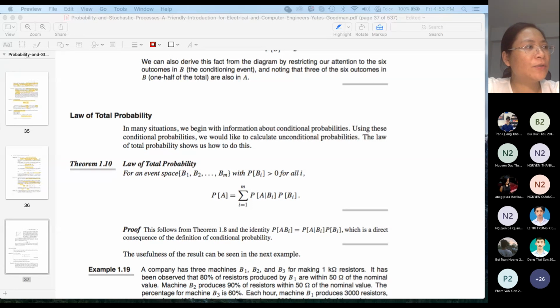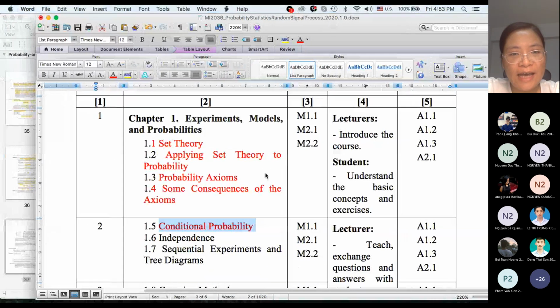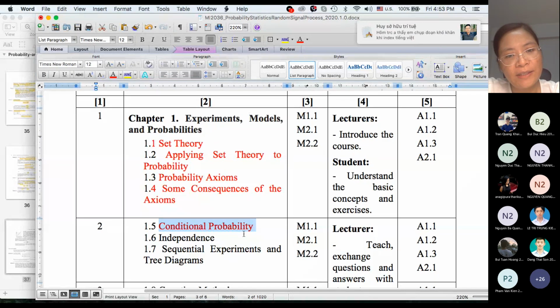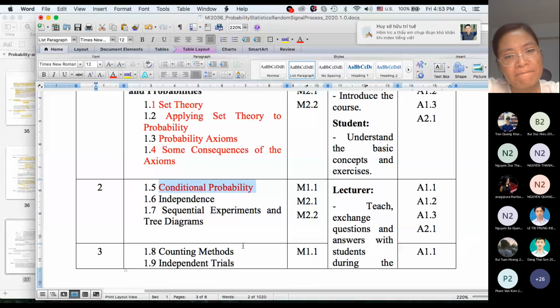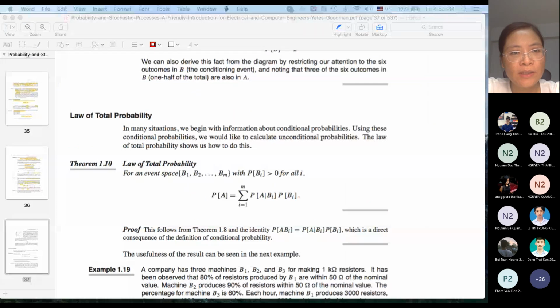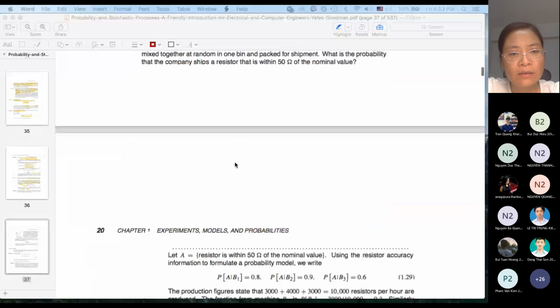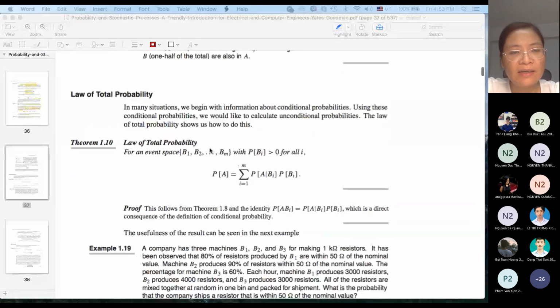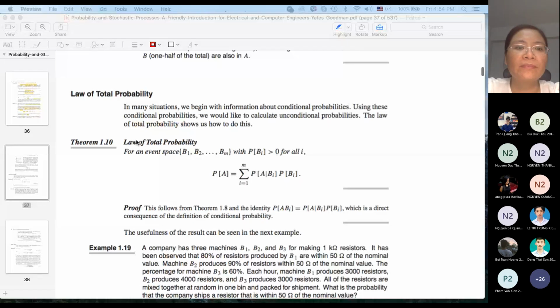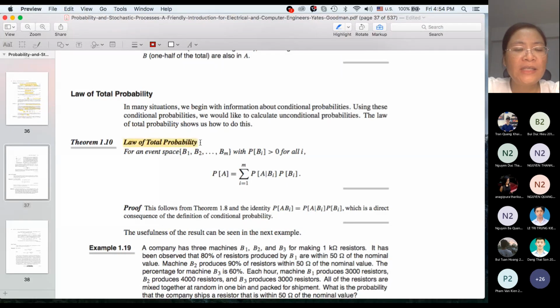Now we change to the next topic. Today we finish some consequences of the axioms: the conditional probability, the total law, independence. I move on to 1.6. No, I must finish the law of total probability first. The law of total probability is very important for chapter 1.